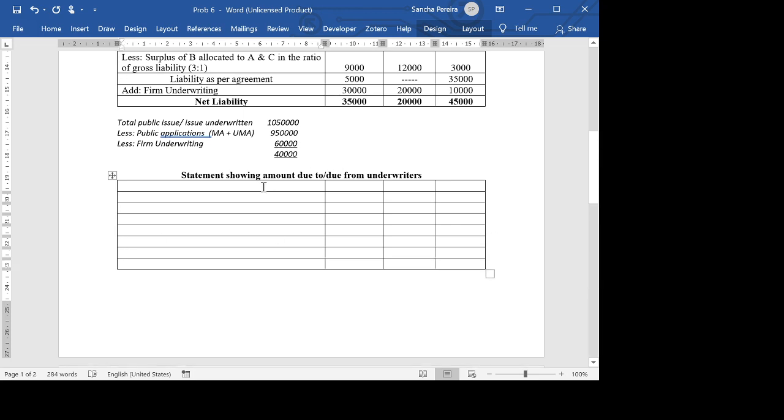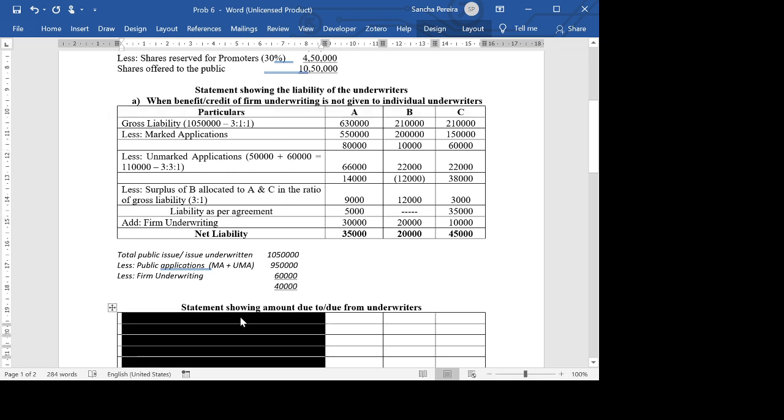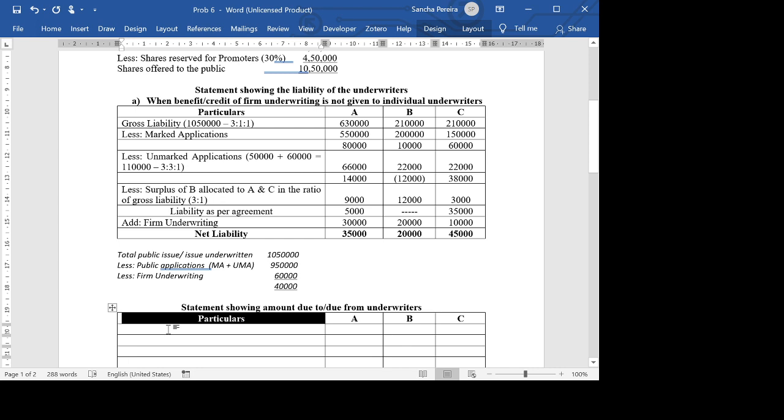So again, we start with particulars. We start with the answer of this statement. Always remember, if your answer of this statement goes wrong, this will go wrong. Okay, so we start and we say number of shares to be subscribed by the underwriters.